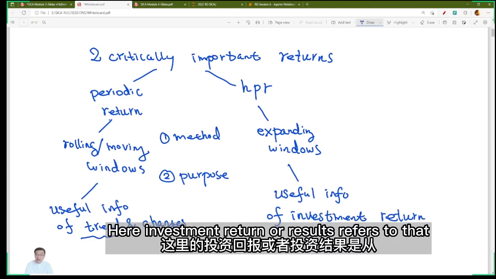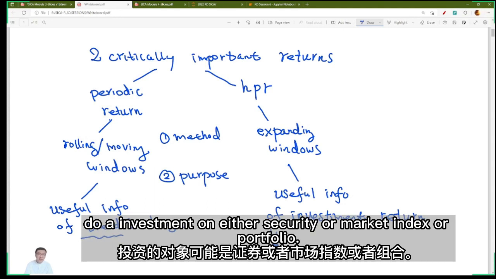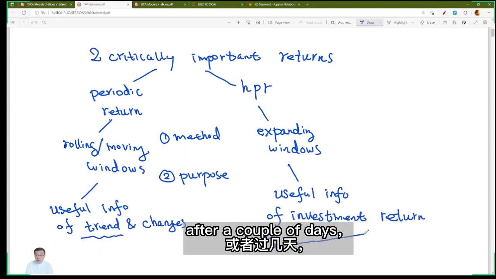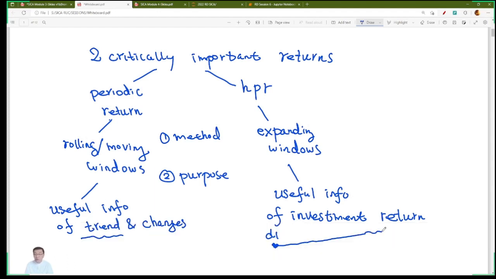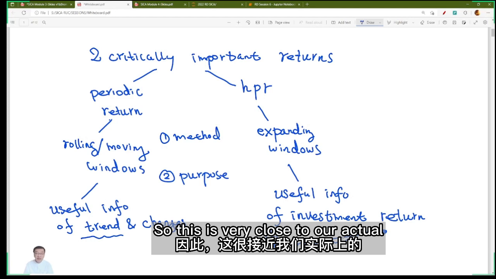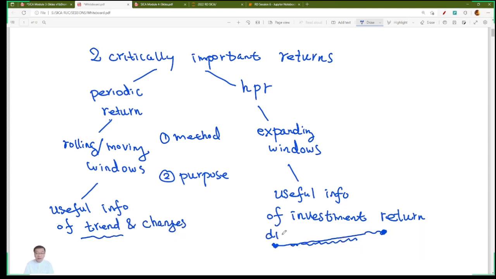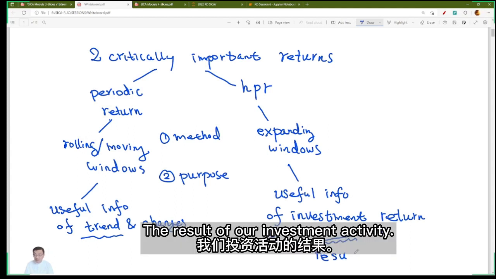Here, investment return or result refers to: at day one, we make an investment in either a security or a market index or a portfolio. After a while, after a couple of days, after a couple of months, even after a couple of years, what will be our returns? So this is very close to our actual investment operations or investment activities. Now, it focuses on the result, the result of our investment activity.